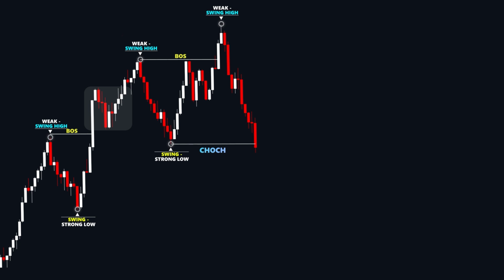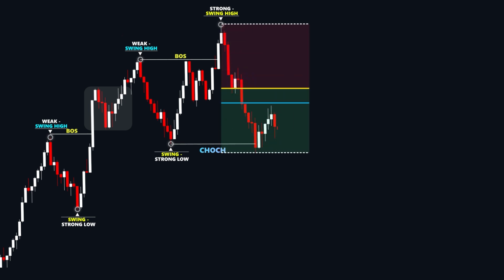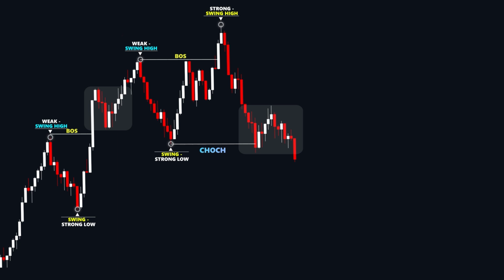After a change of character, the trend might be shifting, so the previous weak high becomes the new strong high. Let's keep tracking. Price pulls back slightly. Draw your Fibonacci from the new strong high to the low of the pullback. This time though, price doesn't touch the 38.2% level. So, again, it's not a valid pullback. It's just noise or minor continuation.